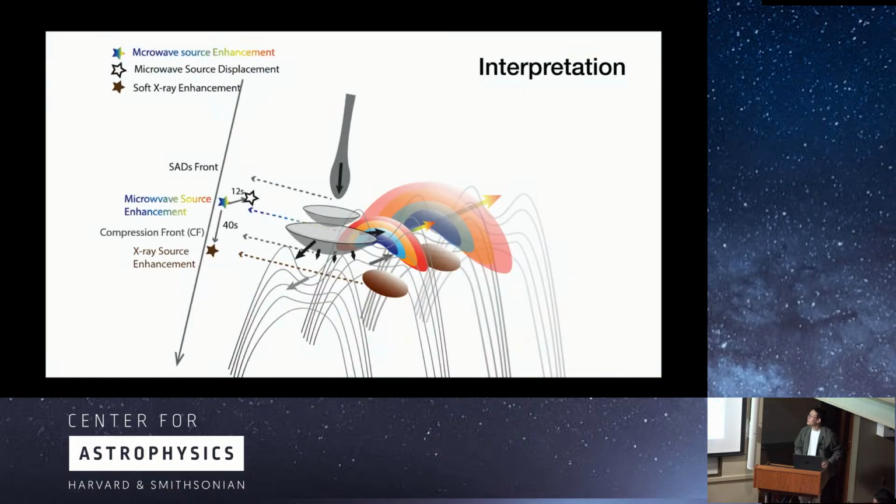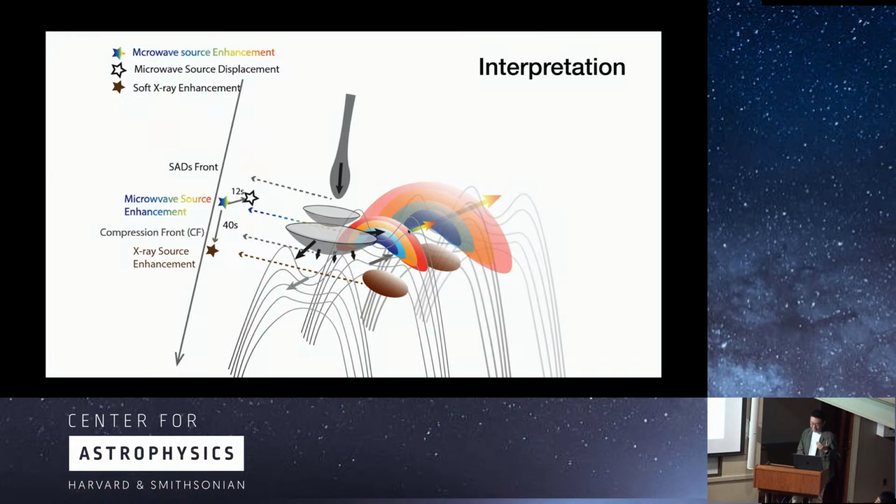All right, so here is our interpretation. As in this cartoon, you can see the SAS is propagating downward, and we have three observations. The first thing that happens is the microwave source enhancement, because the microwave source is more sensitive to the magnetic field and is a little bit higher than the other sources.